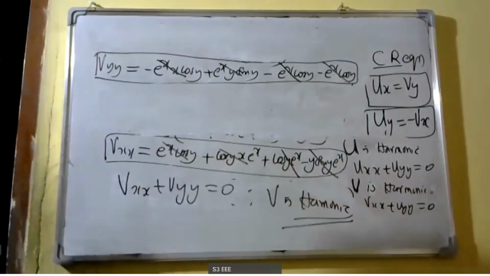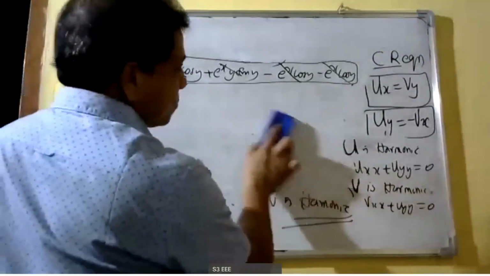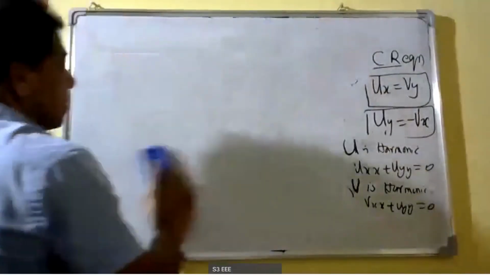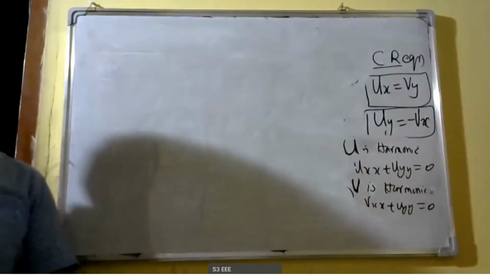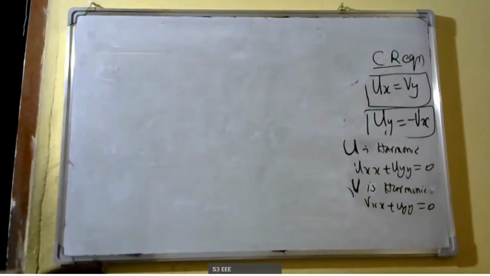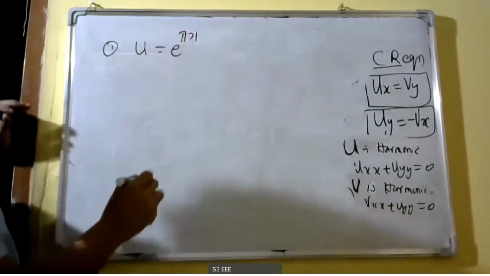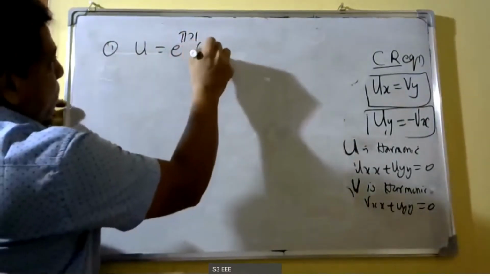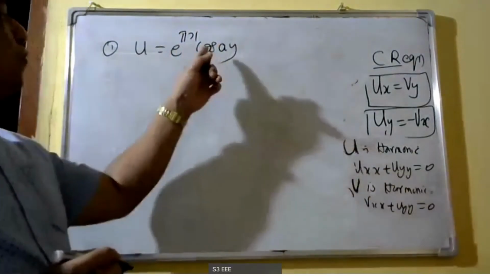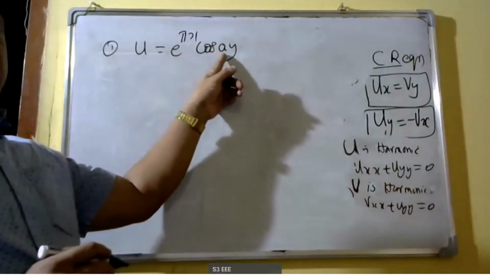Okay, we can do another problem. Another problem says: find the constants a and b so that the given function is harmonic. U is equal to e raised to pi x cos ay. Here we have to find out the value of the constant a.